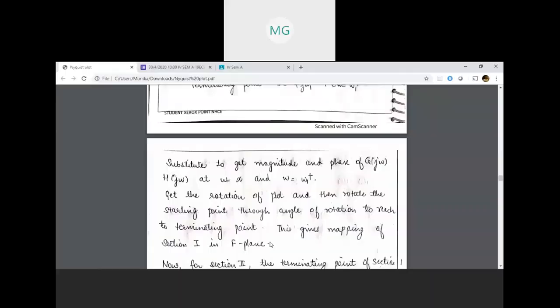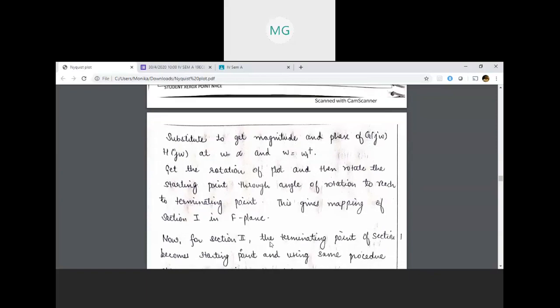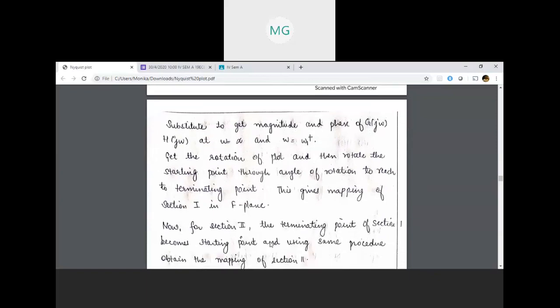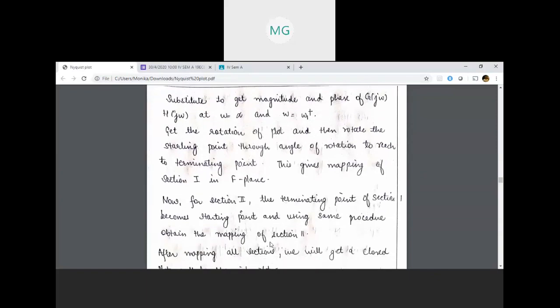For each section, you will see the starting point and the ending point. You will find the value of omega. Substitute to get the magnitude and phase of G(j omega) at omega equals infinity and omega equals omega 1 plus. Get the rotation of the plot and then the rotation of the starting point. Rotate the starting point through the angle of rotation to reach the terminating point. This gives the mapping of section 1 in the F-plane.